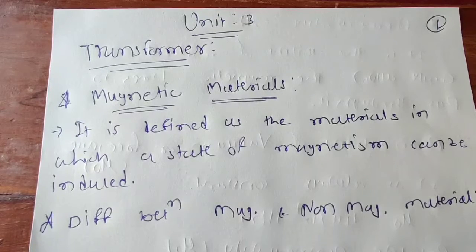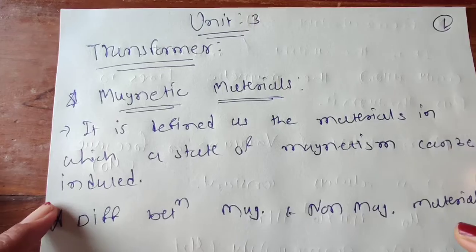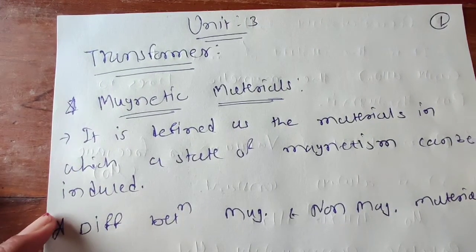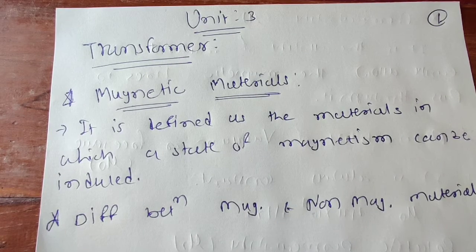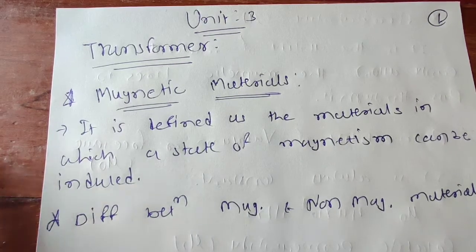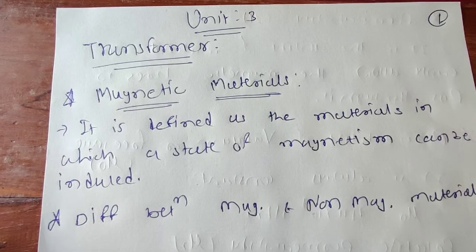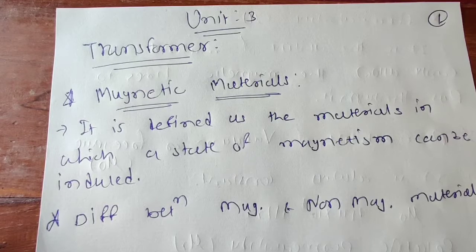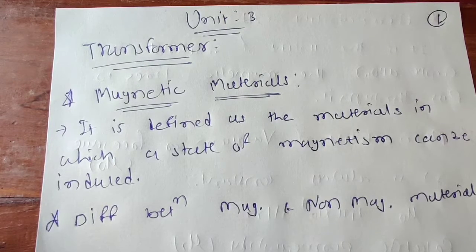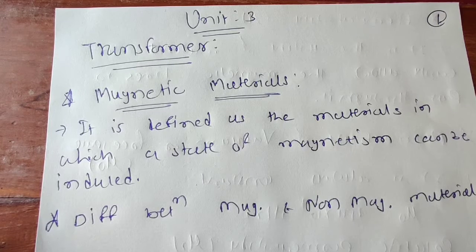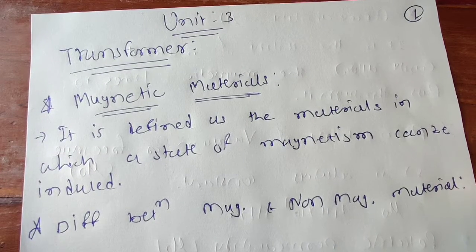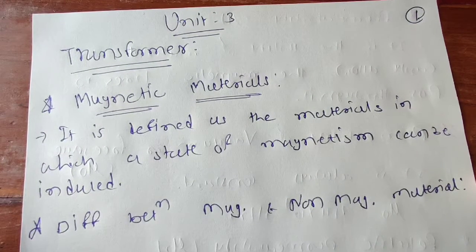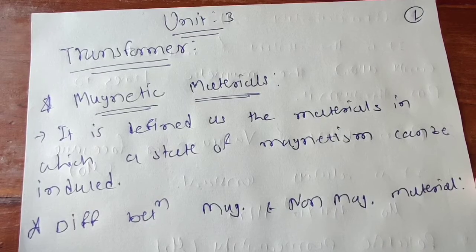Now to start with a transformer, first of all we need to understand what is called magnetic material and what is called non-magnetic material. Which material you can consider a magnetic material, and which a non-magnetic material. A magnetic material is defined as the material in which a state of magnetism can be induced. Magnetic materials, when magnetized, create a magnetic field around them. Again, it is defined as the materials in which a state of magnetism can be induced.